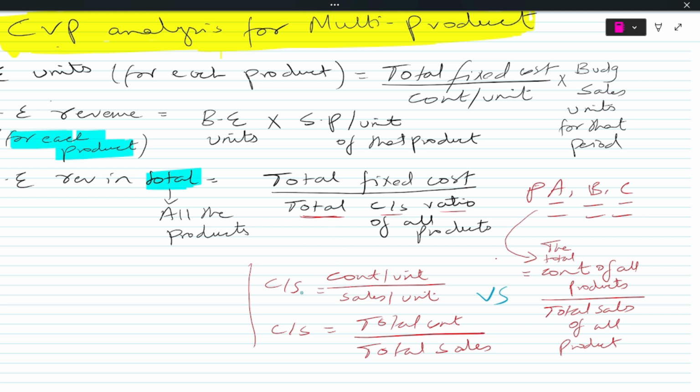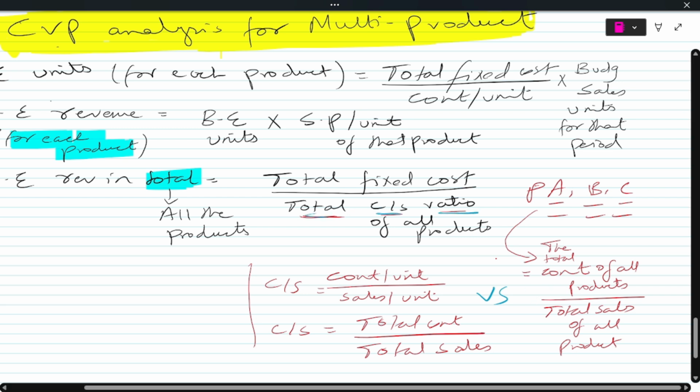In the single product, you just used to take the contribution per unit of that product and divide it by sales per unit of that particular product. That was given to you in the question, right? Or you used to take total contribution and divide it by total sales of that product to get the CS ratio. But when it comes to multi-product where you have more than one product like product A, B, and C, you have to take the total contribution of all these three products and divide it by total sales of all these three products. That's how you get your total CS ratio.